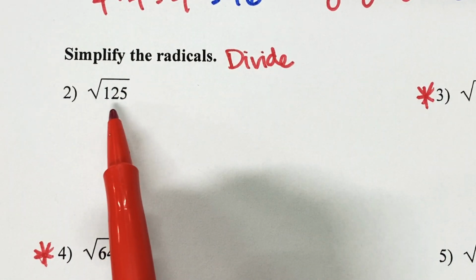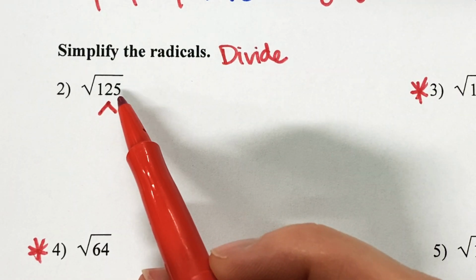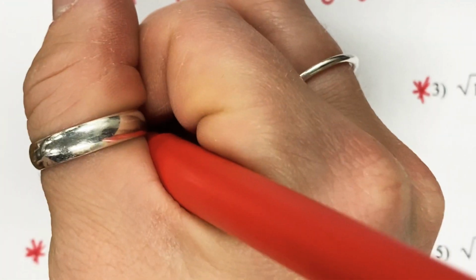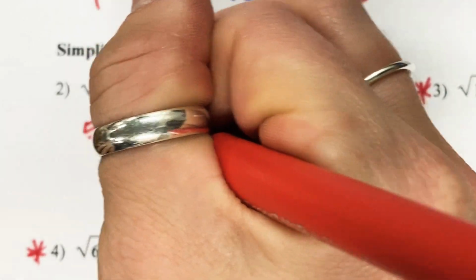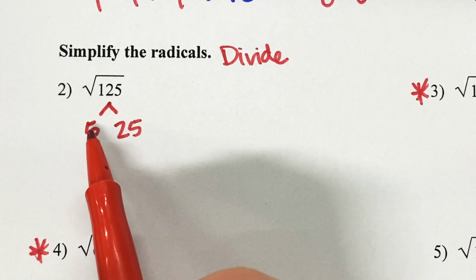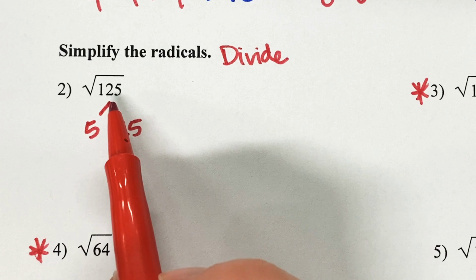I see that 125 is not an even number, but I see that it ends with a 5. That means we can divide it by 5. When we divide 125 by 5, and I'm using a calculator right now, you're more than welcome to do that as well, we get 25. Or in other words, 5 times 25 will give me 125.